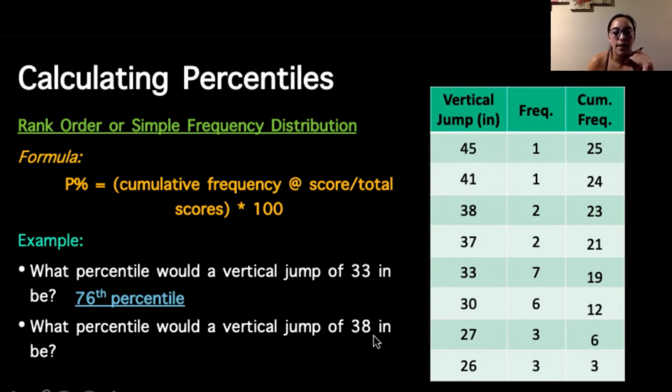If we wanted to know the exact percentile for a vertical jump of 38 inches, we could perform a similar process. If you want to pause the video and see if you can calculate the answer really quick, I would recommend doing so. If we look for 38 on our distribution, we can find the cumulative frequency that is associated with that raw score, so 23, divide it by our sample size 25, and multiply by 100. That would give us a percentile of 92, or the person who has a jump of 38 would be at the 92nd percentile.